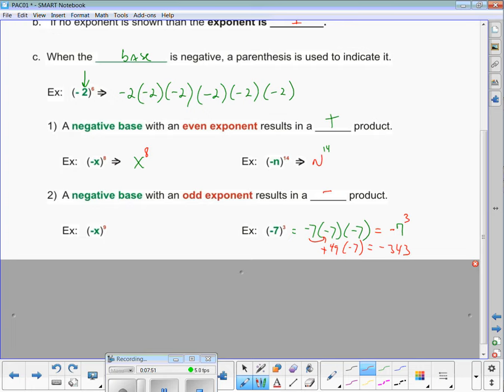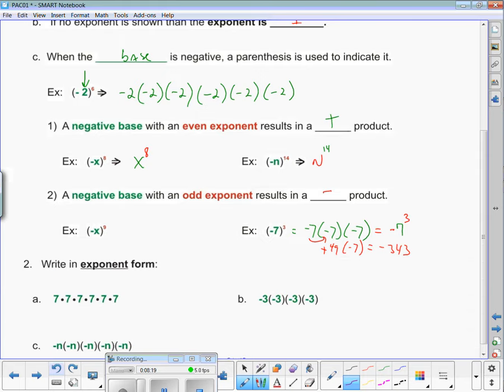Again, I know that might seem a little tricky to you guys, but it's really not that bad. So again, look at number one, a negative base with an even exponent, positive. Odd exponent, negative. That's not too hard to remember. Even exponent, positive. Odd exponent is negative. Okay? All right, let's continue on. Let's take a look at a few other things here.